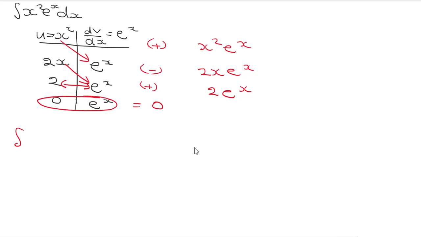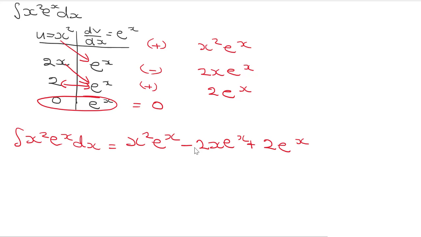So the integral of x squared e raised to the x dx is equal to x squared e raised to the x minus 2x e raised to the x plus 2 e raised to the x plus c. And that's all. That's our integration of x squared e raised to the x dx. To verify this, I'm going to do the long method.